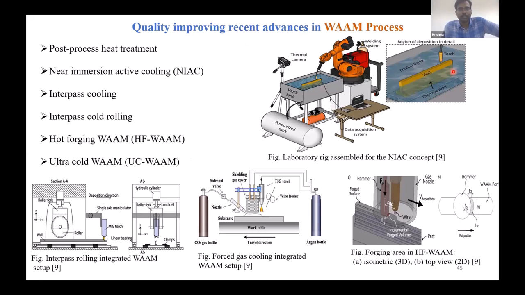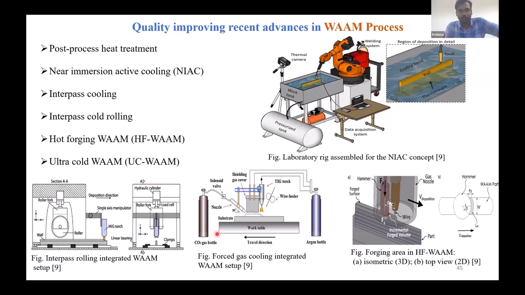We can cool it with the help of some liquids. Interpass cooling is also there, where we will be using some kind of cryogenic treatment, or interpass rolling, cold rolling can be done. We will be using a roller, and we will be squeezing this layer after deposition. Hard forging can be done, just like hammering.